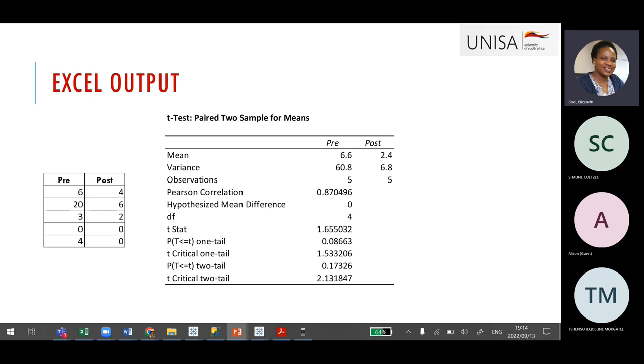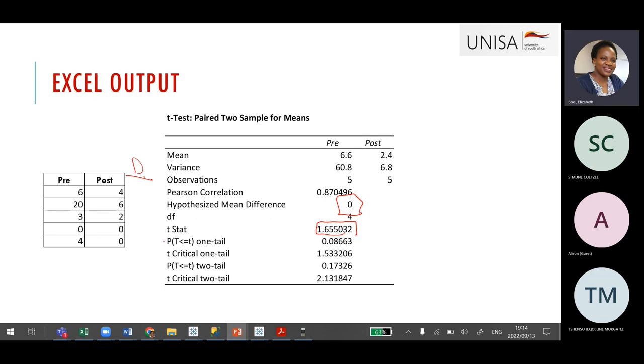I selected the paired two-sample test, and you can see that most of the things that we calculated are there. Our test statistic was 1.66. You can see there it is 1.66. The other thing is that it doesn't calculate the difference, so you won't see the difference, but you will see your hypothesized mean, which is always equal to zero. If you want the difference, you will have to calculate it from outside. What it does is create the mean, the standard deviation and the variance of the individual groups, the before and the after.